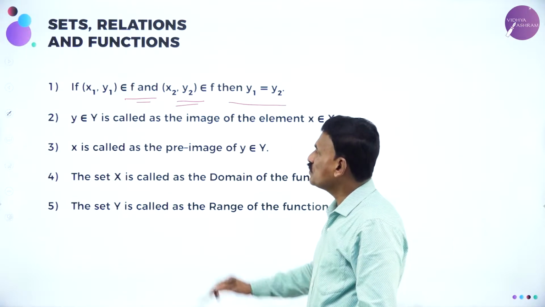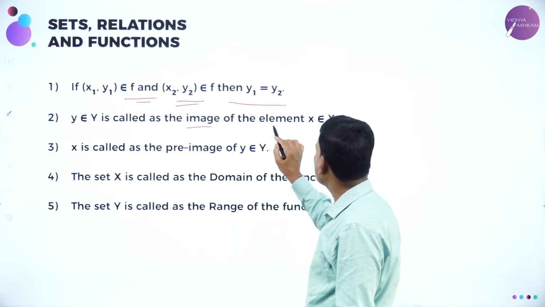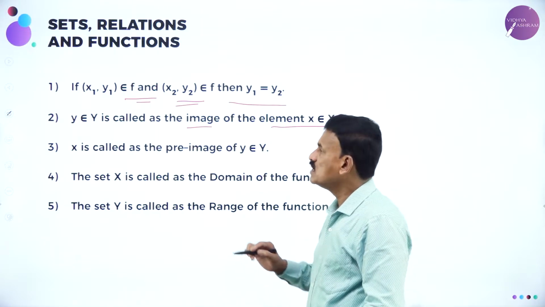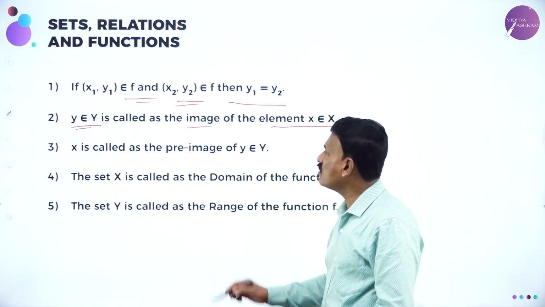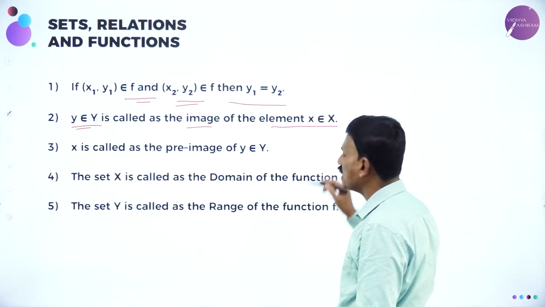y2. So y belongs to Y is called the image of the element x under f. So y is called the image. The element y belonging to Y is called the image of the element x belonging to X.